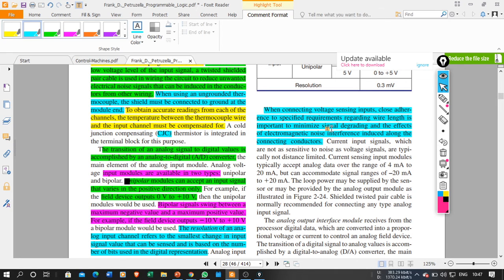Okay, so I need to consider all this. Current input signals, which are not as sensitive to noise as voltage signals, are typically not distance limited. So if distance is the factor, then I can go for the current, because voltage goes on decreasing.